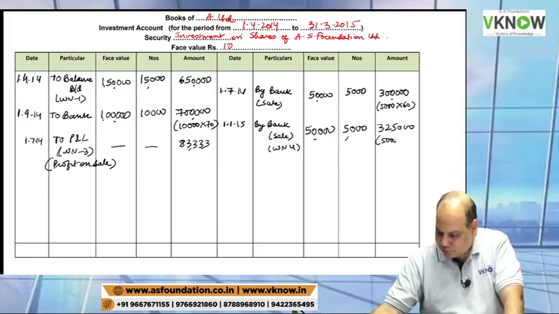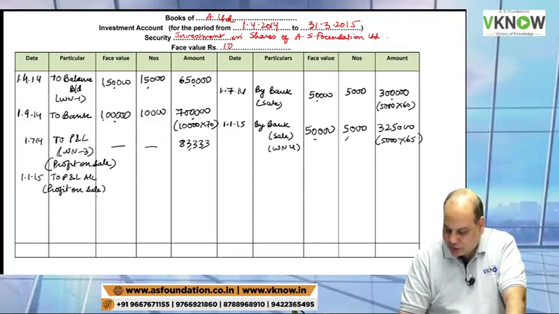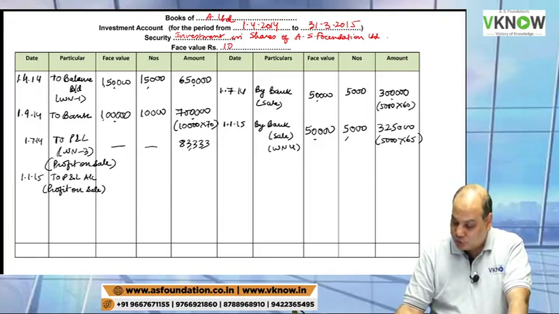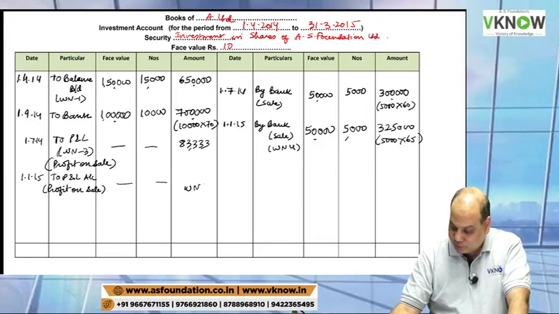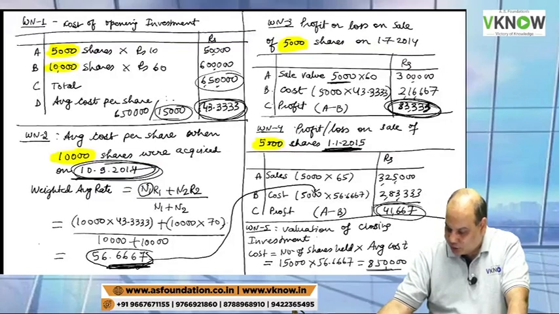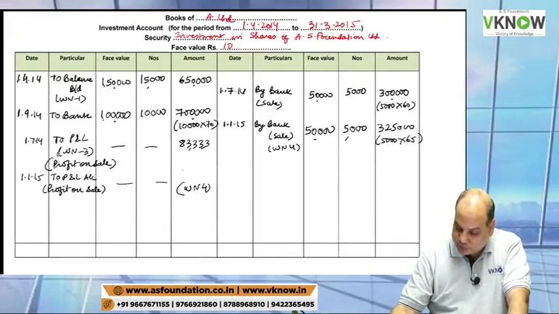So you will multiply 5,000 into 65, and on the debit side 1/1/15 to P&L account, profit on sale. Concentrate, attend every day, attend on time. Right. So now we have to go to working note number 4 to check the profit on this sale. You will find it below here, working note 4, 41667.